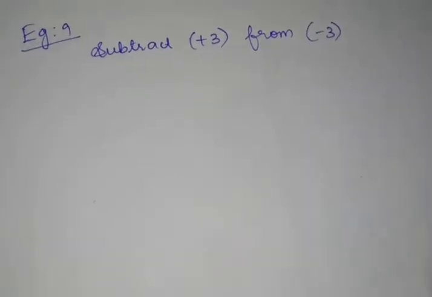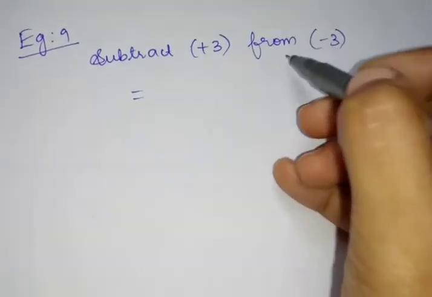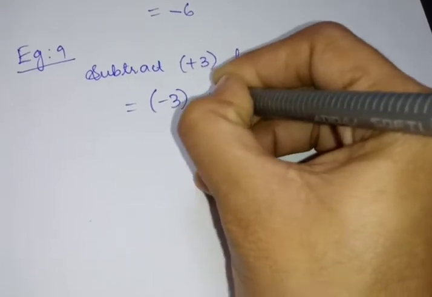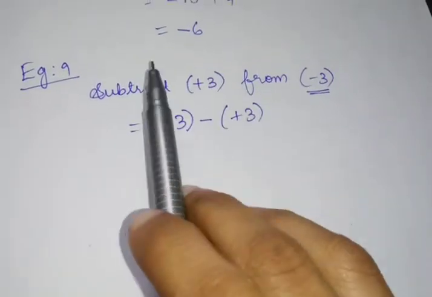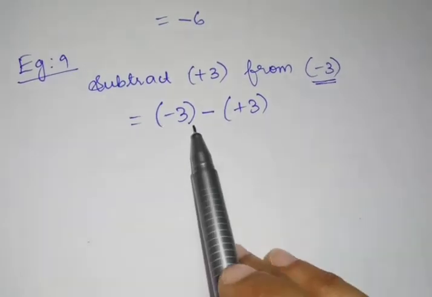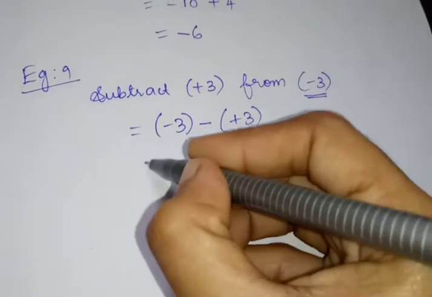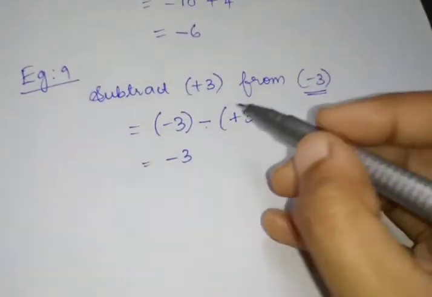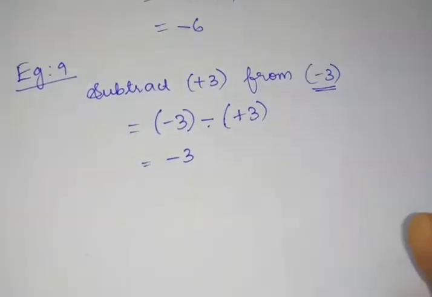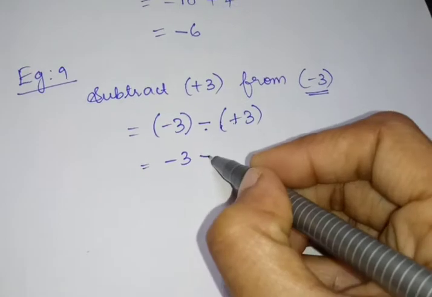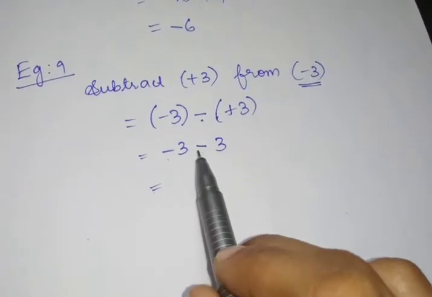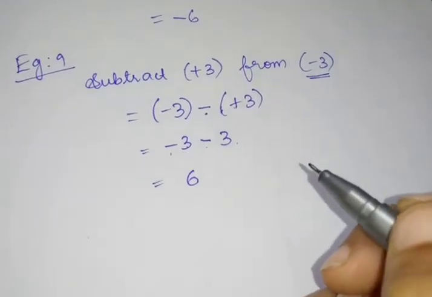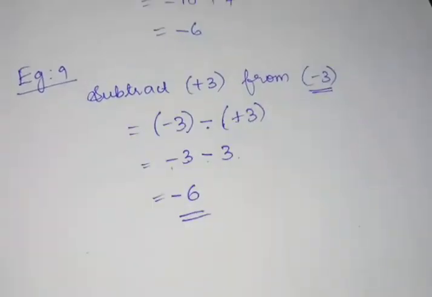Example number 9. Subtract plus 3 from minus 3. First this should be written, right? Minus 3 subtraction plus 3. Minus 3 as such, then minus into plus, because the bracket is a multiplication. Minus into plus means minus 3. Now both are the same sign. So what will you do? Add it. 3 plus 3 is 6 and put the same sign. What is the same sign here? Minus. So minus 6 is your answer.